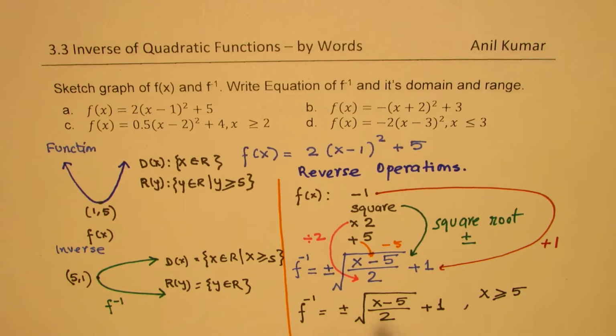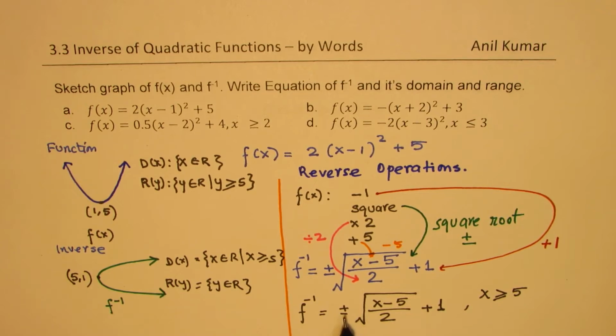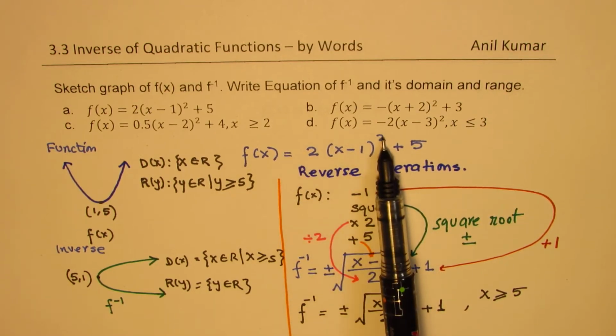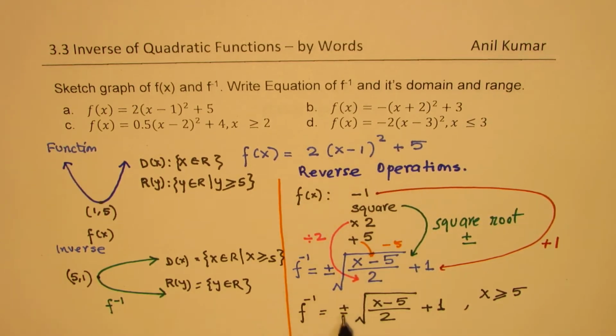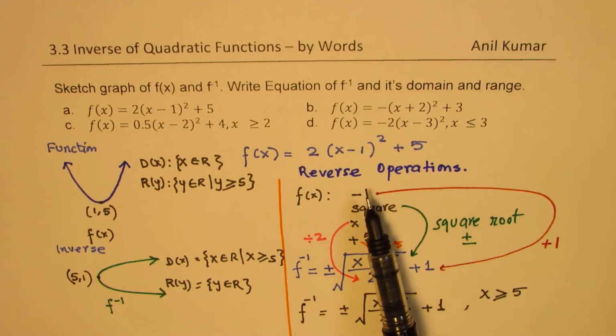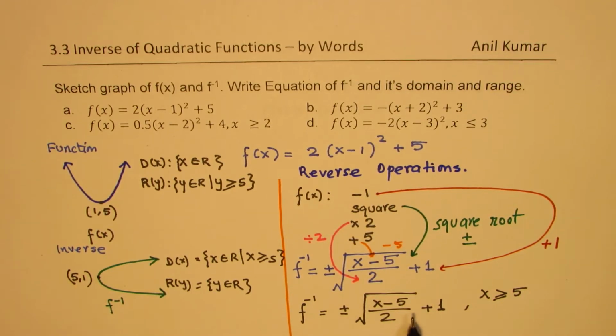Otherwise, this thing will become imaginary, right? So do you see how easy it is? Let's look back. What we did was, first, we have to take away 5, divide by 2, square root. Whenever you do square root, you have to do plus and minus, and then add 1. Do you see the steps? Using words in the reverse order, reverse operation, we get straight away the equation of our inverse.